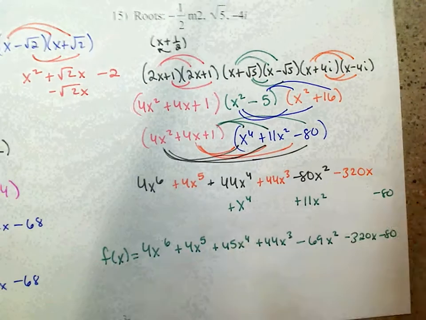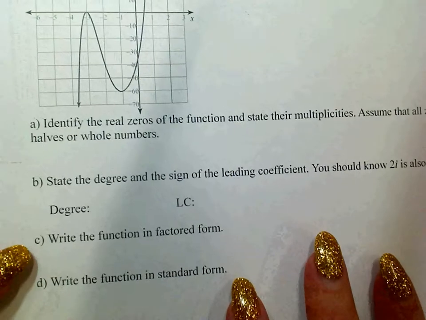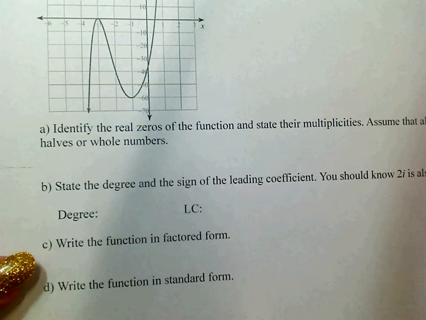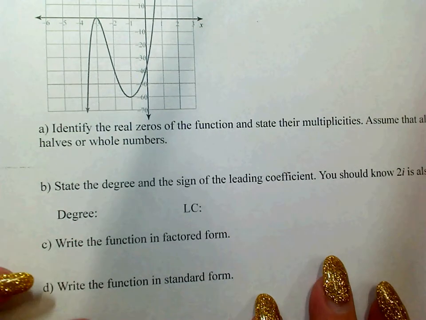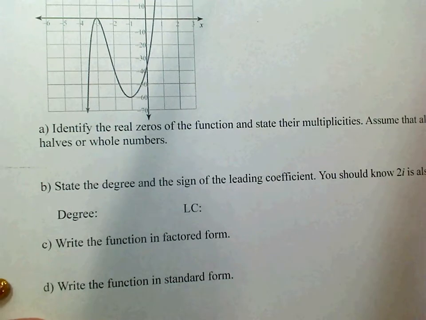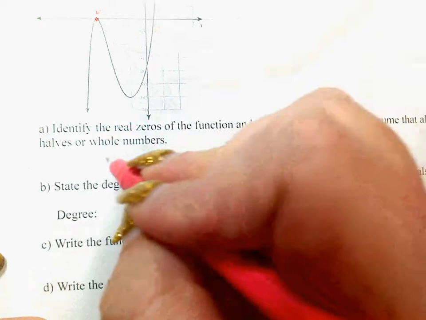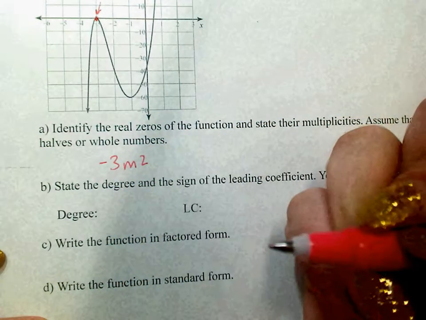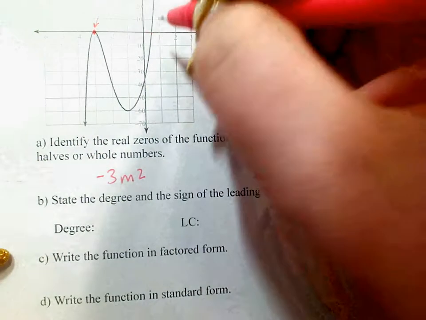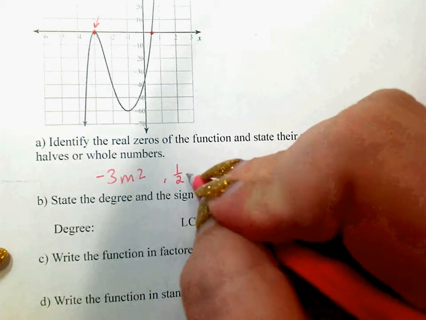Okay, 2 more. Number 16. Identify the real zeros of the function and state their multiplicities. Assume that all zeros are halves or whole numbers. Okay, halves or whole numbers means that this right here looks like negative 3 with a multiplicity of 2, and this right here looks like 1/2 with a multiplicity of 1 because it crosses straight through.